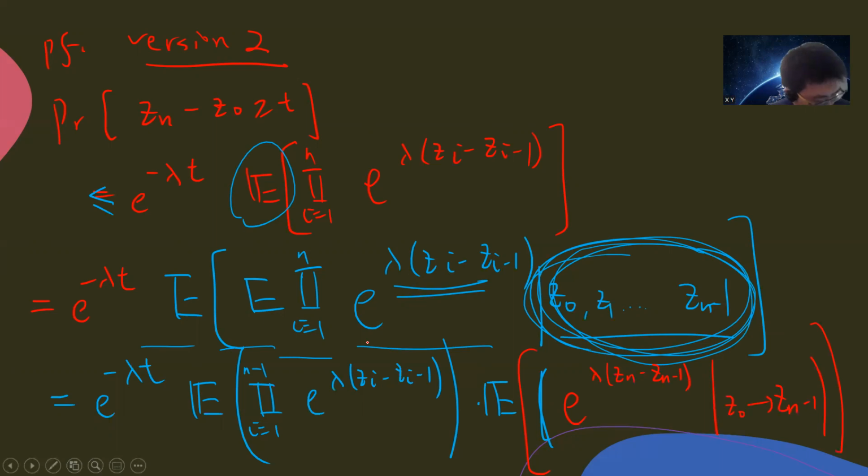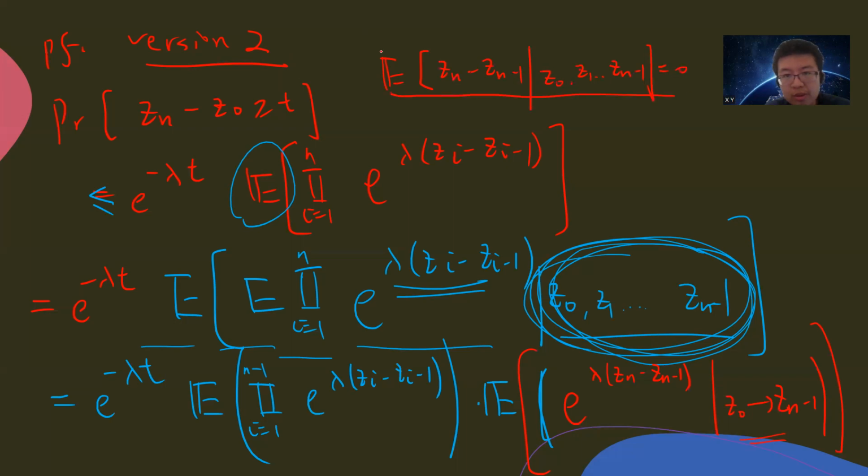Now we know that this is a martingale. Since it's a martingale, we have the expectation of Z_n minus Z_{n-1}, conditioned on Z0, Z1 up to Z_{n-1}, equals zero. And you also notice it's bounded by c_n. So up to here you can use Hoeffding's inequality. Let me write it down.